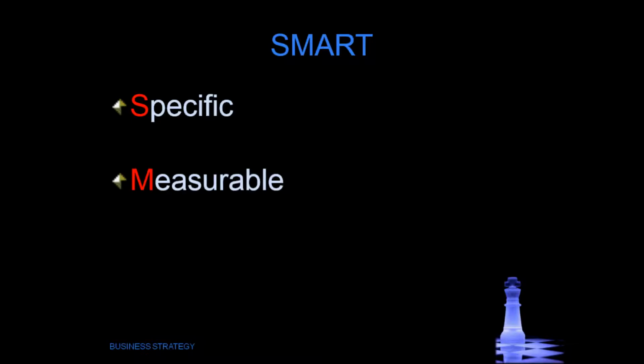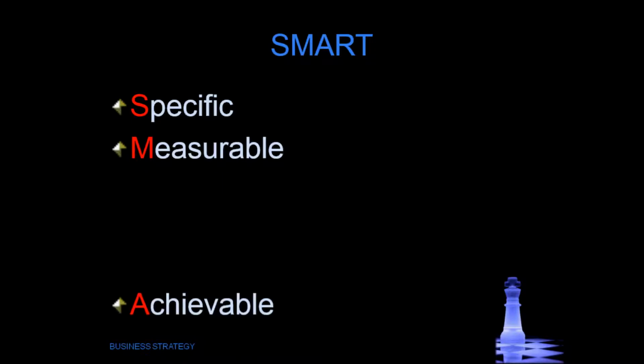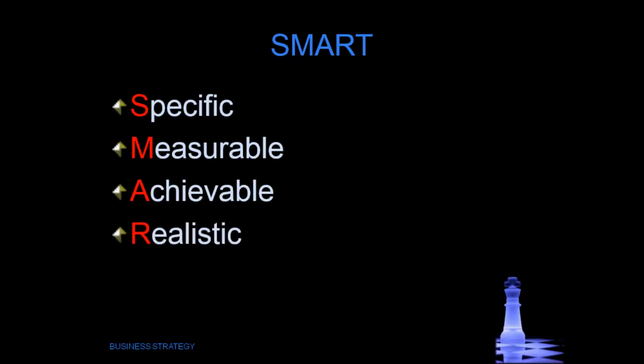When you're setting your goals and objectives, remember to use SMART. They need to be specific, measurable, achievable, realistic, and timely. Now, realistic doesn't necessarily mean that they can't be a BHAG or stretch goals or stretch objectives. But when you're writing your objectives, remember these five things.